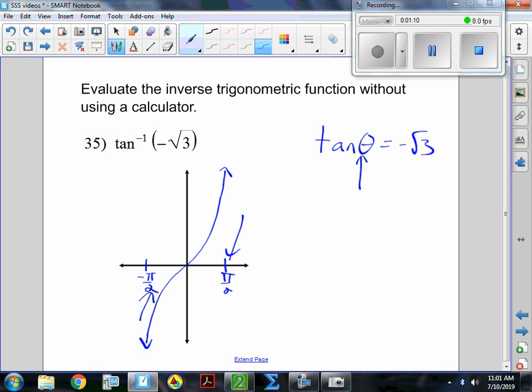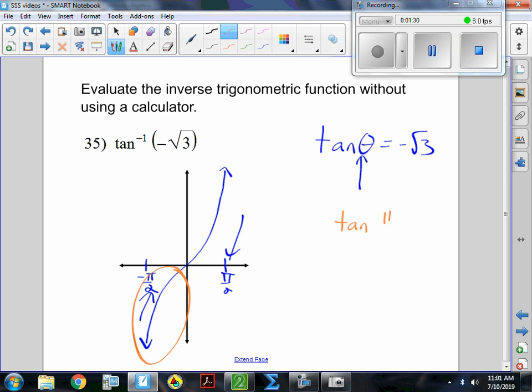Well, where is tangent negative? The tangent values are all negative down here, between 0 and negative pi over 2. So it's got to be somewhere between negative pi over 2 and 0. Well, then where is tangent equal to root 3? Well, we need to know our tangent ratios.